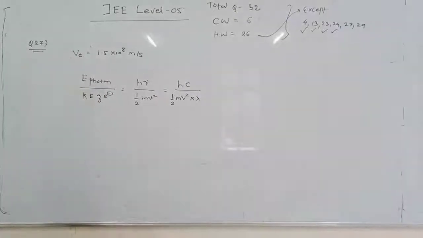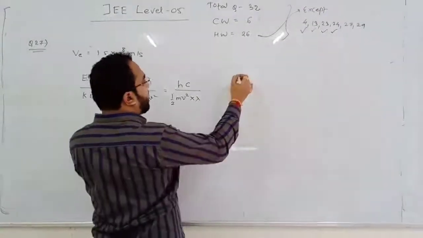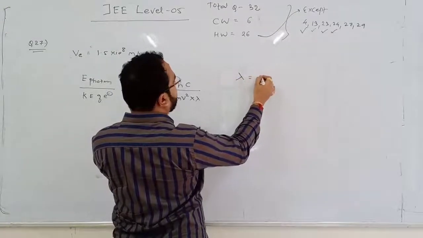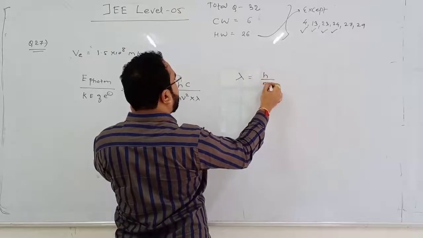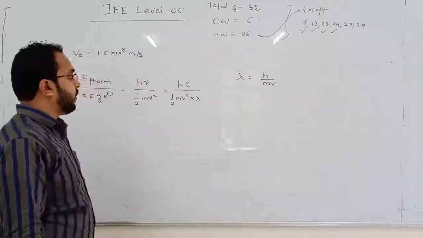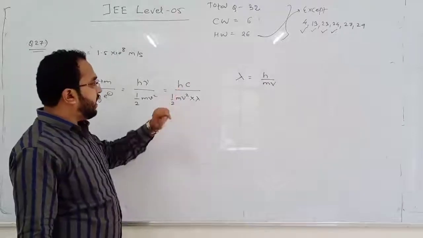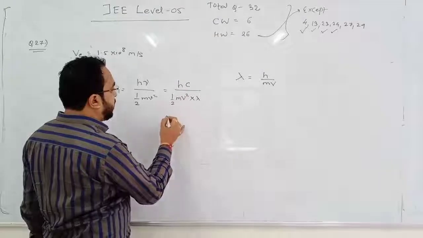Now tell me, we know what is the formula for de Broglie's wavelength. De Broglie's wavelength is h upon mv, h upon mv. So here look, h is there, m and v also. Then let me write this properly.